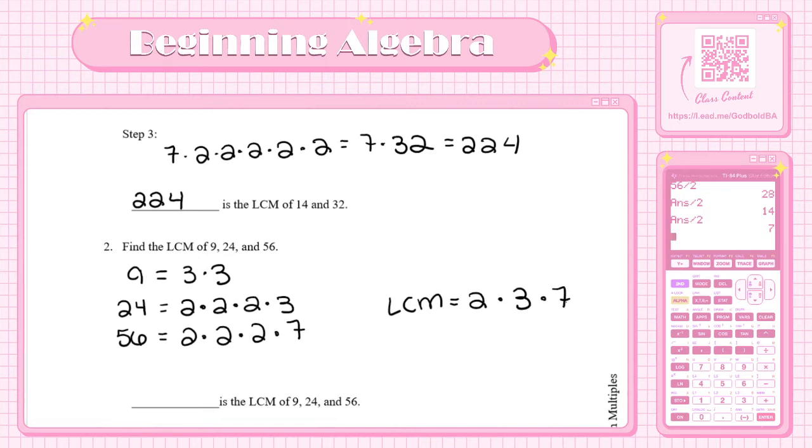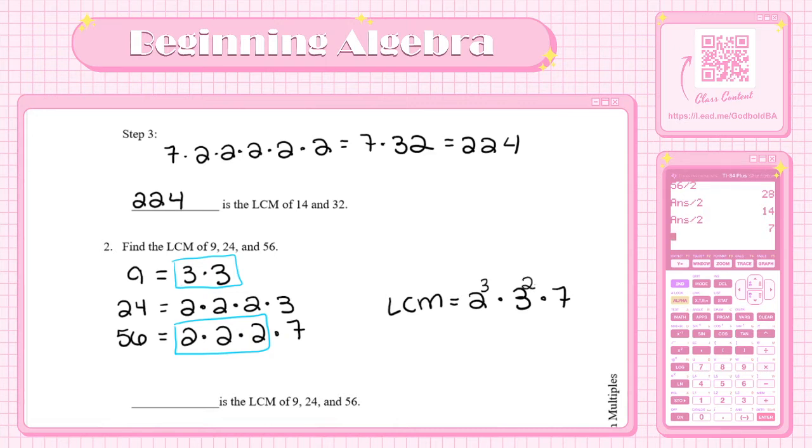So I figure out how many 2s there are by looking at the list and seeing who has the most 2s. Well, 24 and 56 both have 3 2s. So we can say either one. It doesn't really matter. They both have 3 2s. So I'm going to need 3 2s here, so I'm going to make a little exponent of 3. Who has the most 3s? Well, 9 has a total of 2 3s. So I'm going to take 2 3s from that.